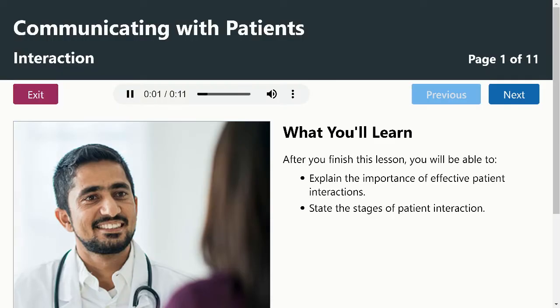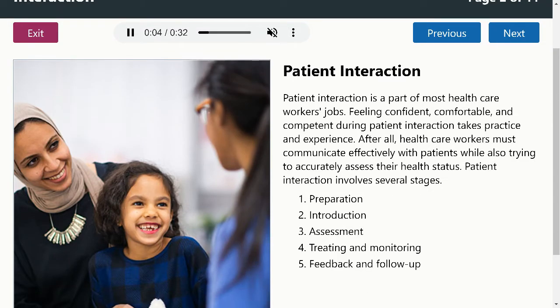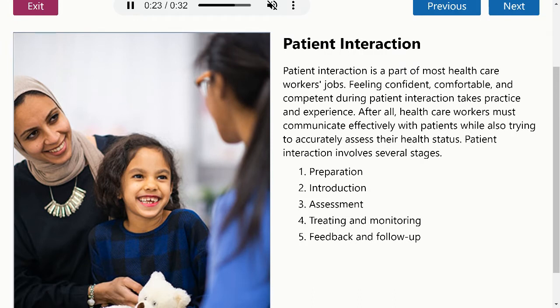What you'll learn. Alright, so we're going to look at interaction and communication with patients, explain the importance of effective patient interaction, and state the stages of patient interaction. Interacting with patients is a part of most healthcare workers' jobs. Feeling confident, comfortable, and competent during patient interaction takes practice and experience. After all, healthcare workers must communicate effectively with patients while also trying to accurately assess their health status. Patient interaction involves several stages. You have preparation, introduction, assessment, treating and monitoring, then feedback and follow-up.